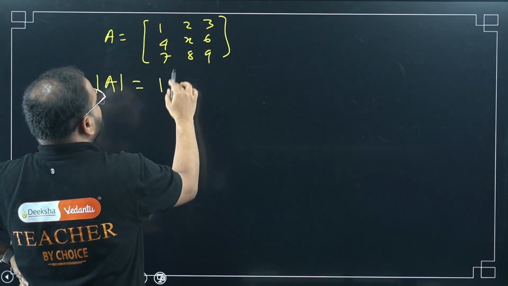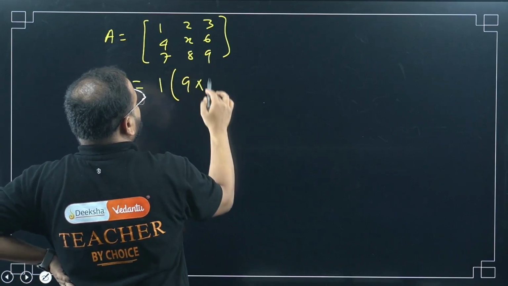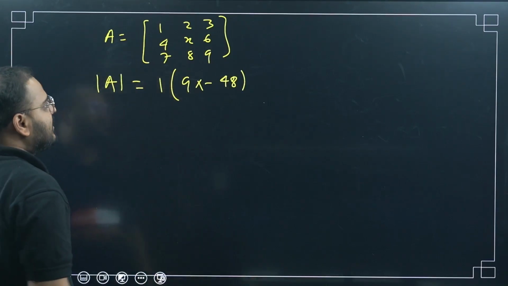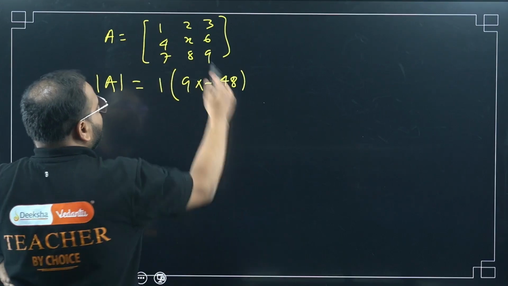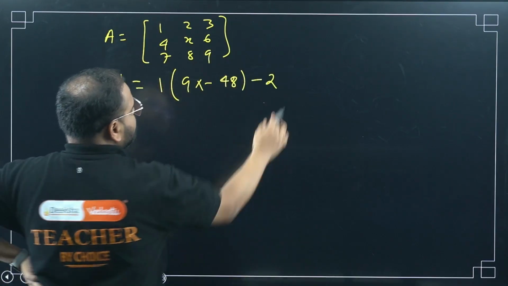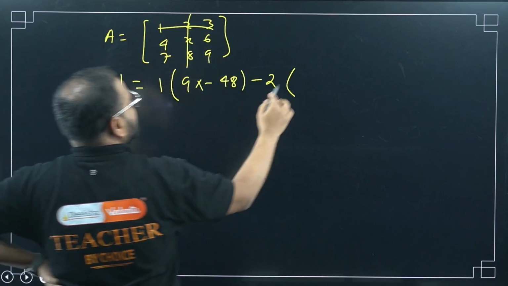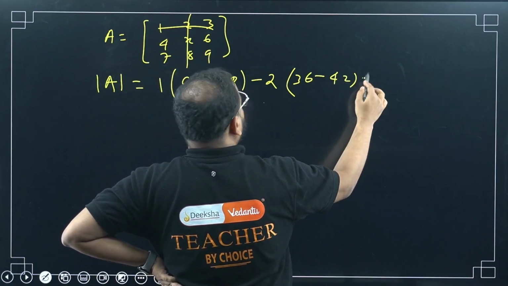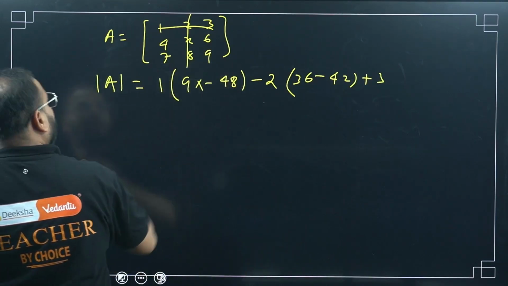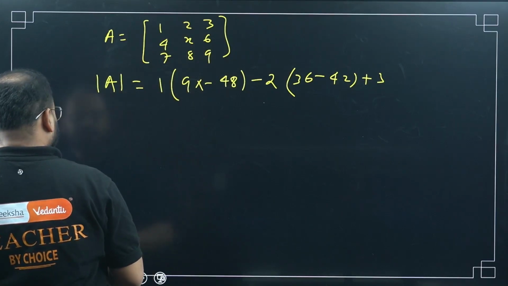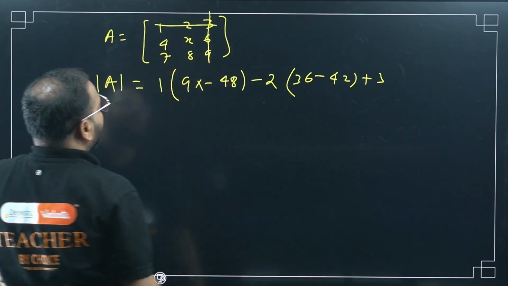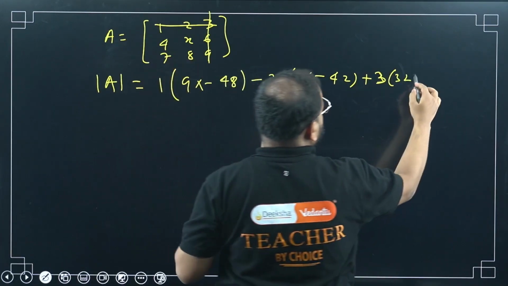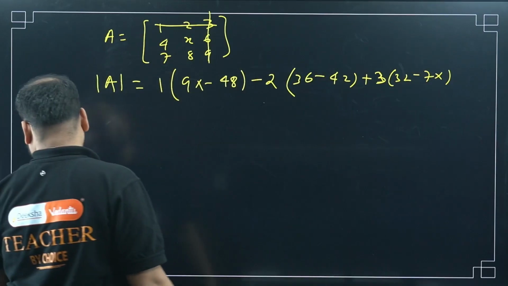Across row 1 I can find it out. First, it will be 9x minus 8 times 6, which is 48. 9 times x is 9x, and 8 times 6 is 48. What about the next term? It will be minus 2. I'll cancel this row and column out. So 9 times 4 is 36, 36 minus 7 times 6 is 42. Okay. Across 3 I'll do now, so it will be 32 minus 7x, correct?